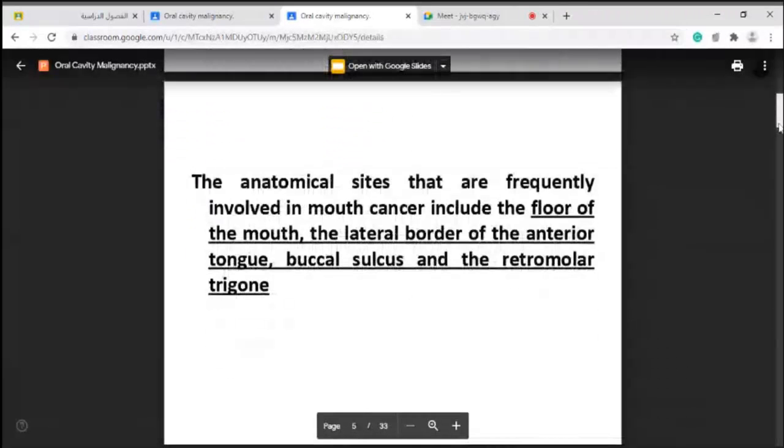The anatomical sites, as we mentioned and as appears in the first picture, are more common in the floor of the mouth, the lateral border of the anterior tongue, buccal sulcus, and the retromolar trigone. And this, as we said, is because of the dependency and the presence of saliva with its content of carcinogens for prolonged exposure, so there may be multiple primaries.